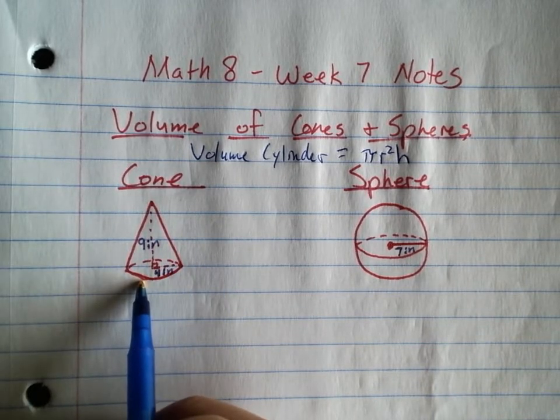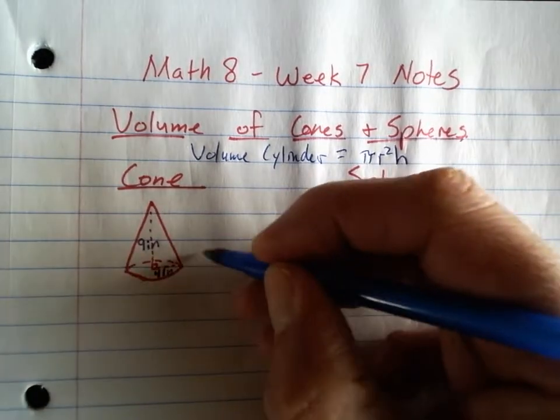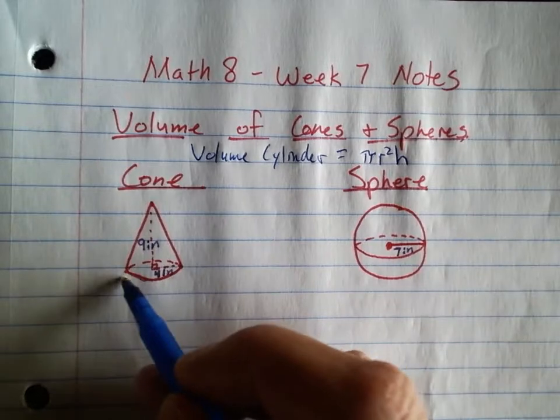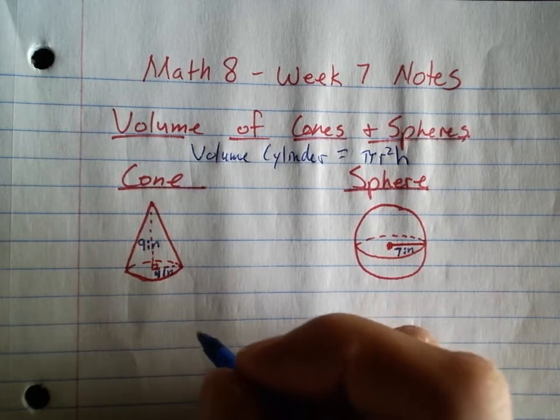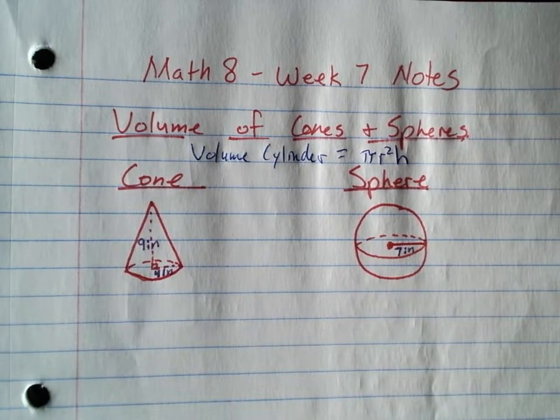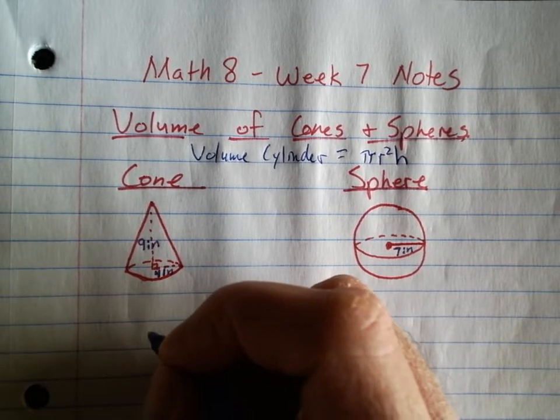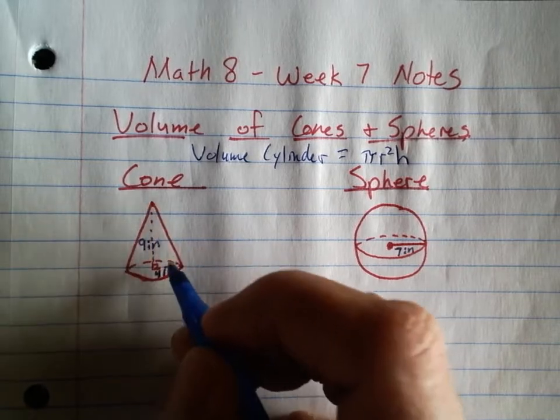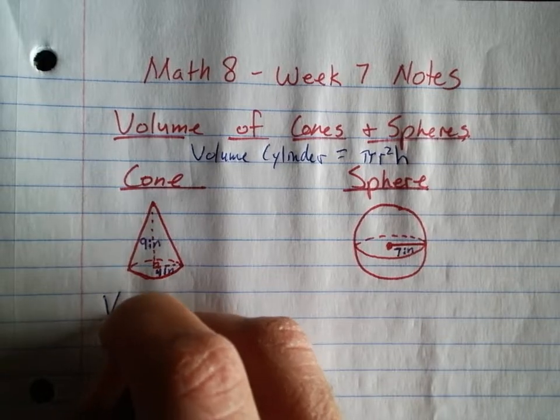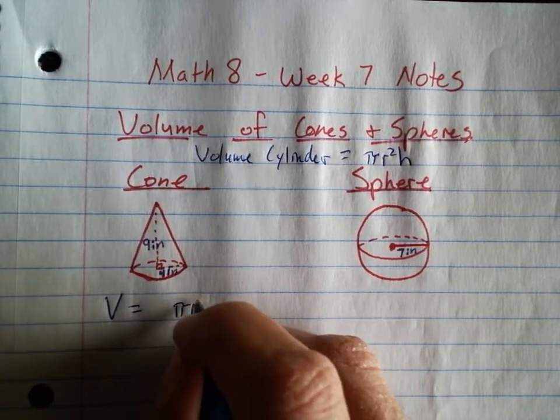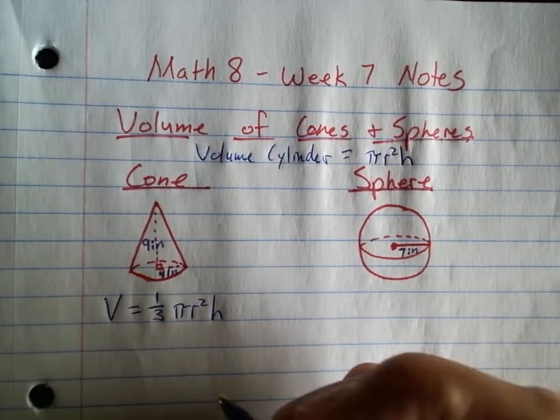A cone is very similar to a cylinder. It has a circle base, it has a height, but the difference is the sides come up to a point. Very different from a cylinder: cylinder, full shape; cone comes up to a point, kind of like a pyramid. The cool thing about a cone is the volume of a cone is actually 1/3 of that of a cylinder. So you use the exact same formula, pi r squared h, but you take 1/3 of it.